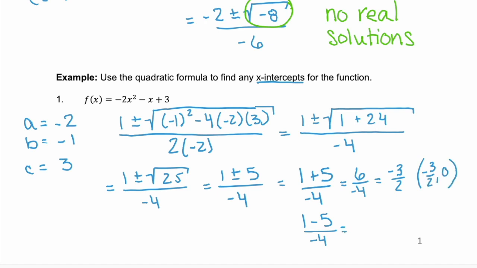And our second answer would be 1 minus 5, which is -4, divided by -4, or a positive 1, which is the x-intercept of the point (1, 0). So in this example, it was really about identifying x-intercepts. And x-intercepts just mean that we need to have point notation for our final answer.